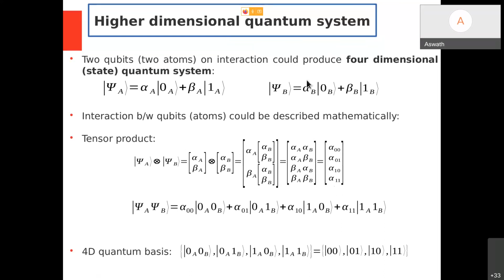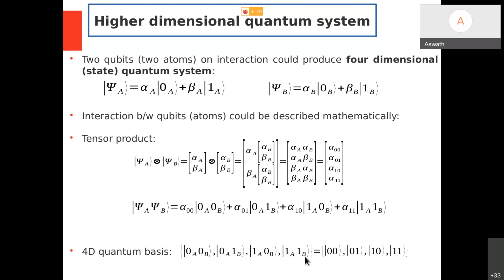So if I take two atoms which can exist in ground or excited, put them together, and see the overall system from the outside, what I will see is four possible quantum states, right? Earlier, only two possibilities for a given atom. Combining two atoms, I'm creating four possible quantum states. Okay, so in this way, I can store four bits of information on two atoms. Beautiful. So the four-dimensional quantum basis for me now is 0A 0B, 0A 1B, 1A 0B, 1A 1B.